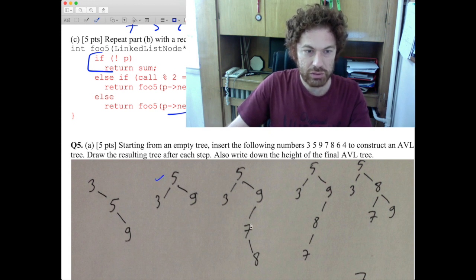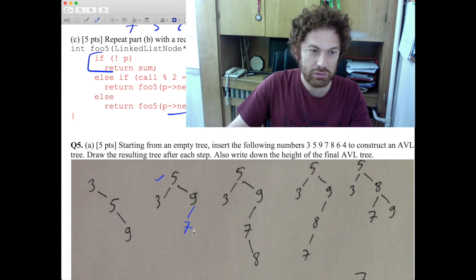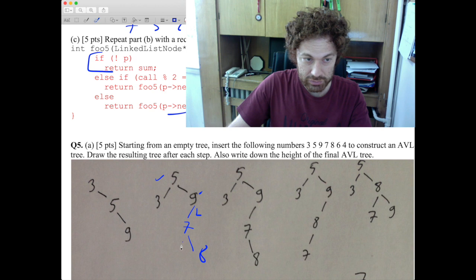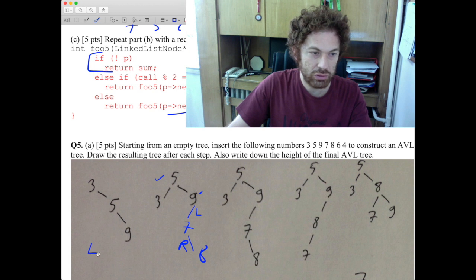Then comes the 7, no problem, so 7 just gets inserted like this. Then comes the 8, and there is a problem at this node. The problem is I did something bad to my left child by attacking its right subtree. So it is an LR scenario. You need to do first a left rotation and then a right rotation.